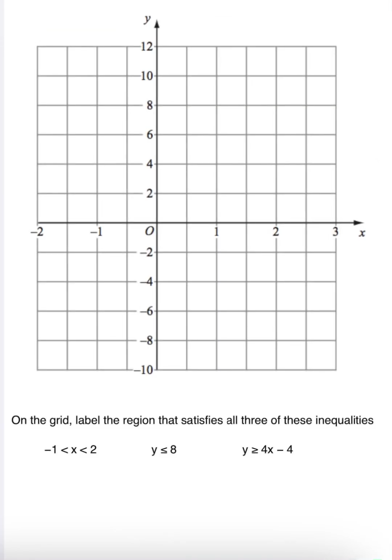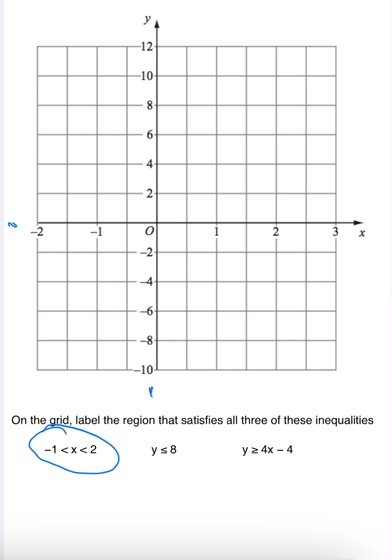This is the second video on graphical inequalities and how to solve them for GCSE or IGCSE. Now we have a graph with negative values on the x and y axis. Negative here, y axis, and x here. And we have to label the region that satisfies all three of these inequalities.